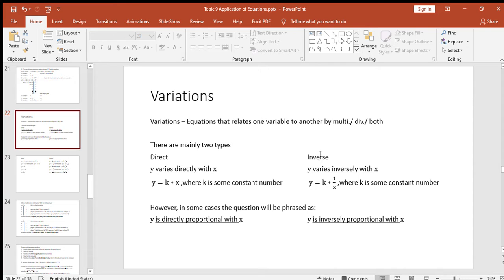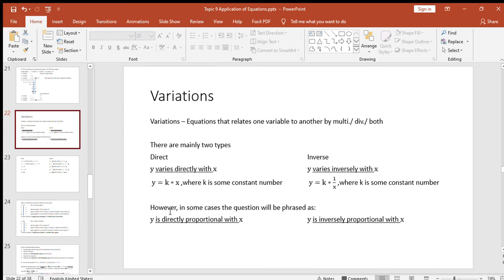x will change, and so does y, but k will stay the same. There's inverse variation, where it says y varies inversely with x. The equation for that is y equals k times 1 over x. So instead of x, it's going to be 1 over x, and k again is a constant number.